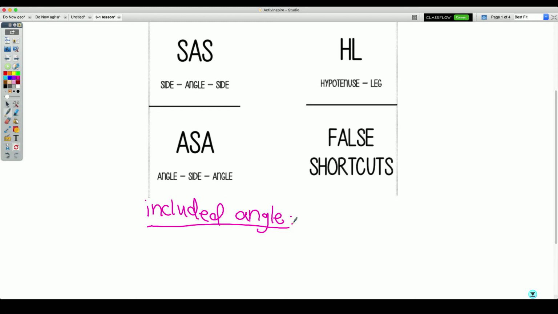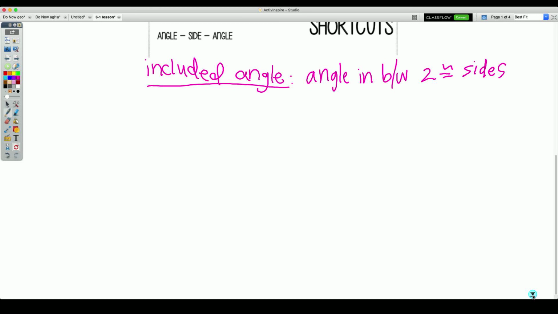Okay, so the included angle is the angle in between 2 congruent sides. So angle in between, and I'm just abbreviating between. If you don't know that, you can write out the whole word. Angle in between the 2 congruent sides. And all this will make more sense once you see it.